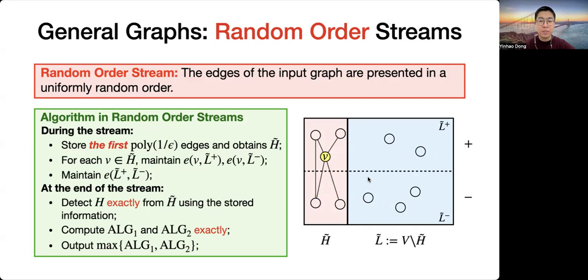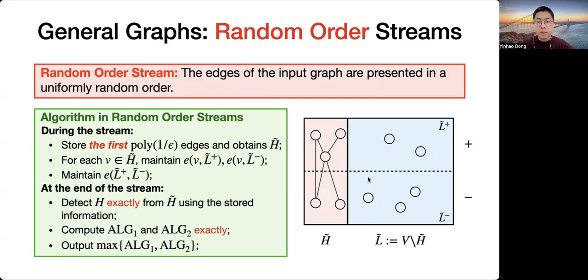During the remaining edges of the stream, for each vertex V in H tilde, we maintain the number of edges between V and L tilde plus, as well as the number of edges between V and L tilde minus. Here, L tilde plus is the set of vertices in L tilde with predicted labels +1, and L tilde minus is the set of vertices in L tilde with predicted labels -1. We also maintain the number of edges between L tilde plus and L tilde minus.